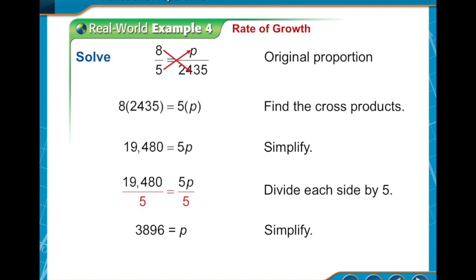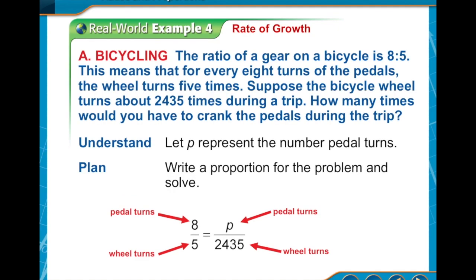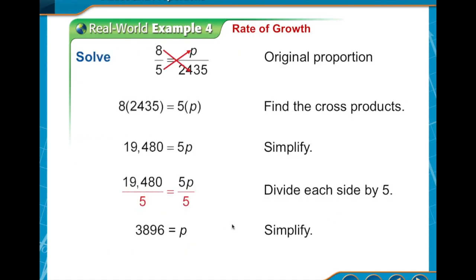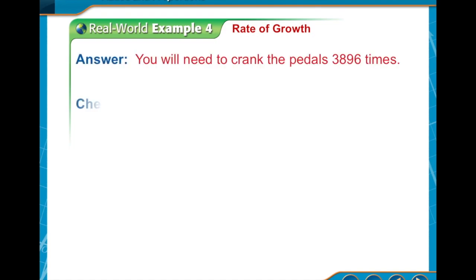3,896. So in other words, that's how many times you have to pedal, given 2,435 of the wheel turns. So this many wheel turns has to be 3,896 pedals, based on that ratio of 8 to 5. So that's our solution there. We just need a couple steps to get there. And again, that's cranking the pedal. So always, always, always label your units on these word problems so you know which number goes where. The units do matter. That's how you know how to set up your fractions.